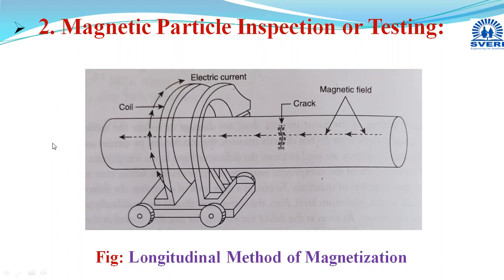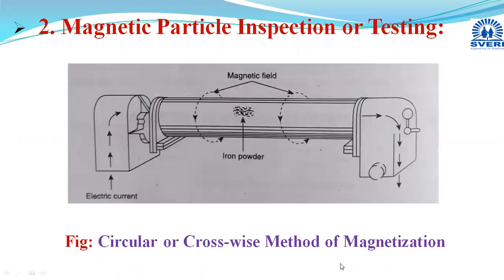Okay, in this way, two types of magnetic particle testing are there, depending on the method of magnetization. The longitudinal method of magnetization we use for determining transverse cracks, and the circular or crosswise method of magnetization is used to determine lengthwise or longitudinal cracks.